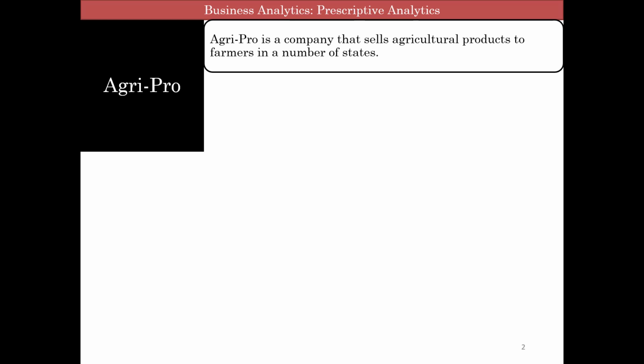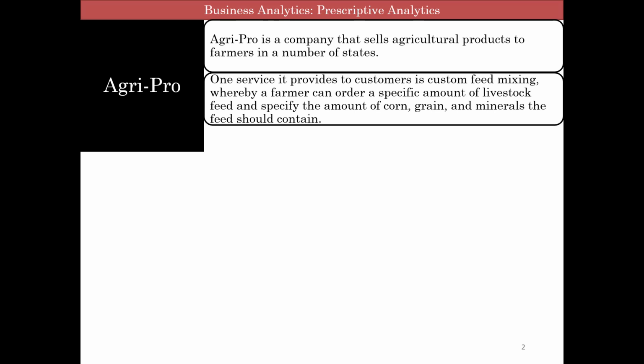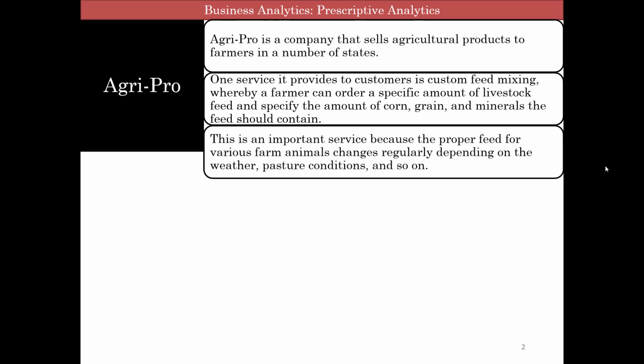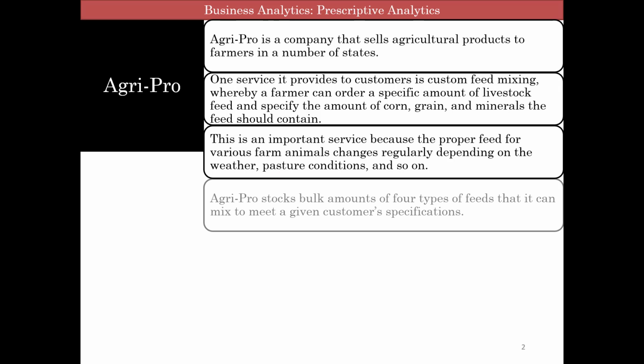So let's take an example of a company, and the company's name is Agri Pro. They sell agricultural products to farmers. And one of the services it provides is custom feed mixing. So here a farmer can order a specific amount of livestock feed and specify how much corn, grain, and minerals the feed could contain. This becomes very important from an agricultural perspective because for various farm animals, the feed changes depending on weather, pasture conditions, and so on.